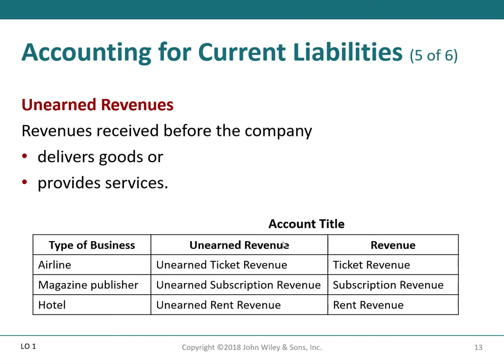So when they receive the money, they will debit cash and credit unearned ticket revenue, right? Because it's a liability. And then when they go ahead and perform the service, they will debit this account to zero it out and they will credit ticket revenue.